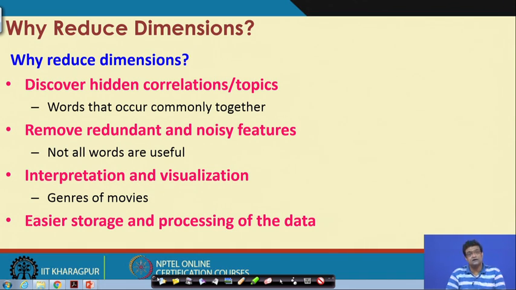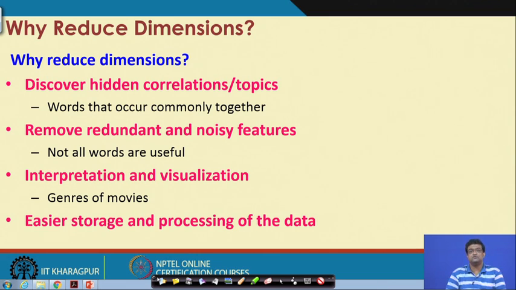Another application is interpretation and visualization. For example, if you have data about which users like which movies, from that you may be able to figure out the different genres of movies, because users tend to like similar genres of movies. So, you may be able to find hidden or implicit latent features like genres of movies.